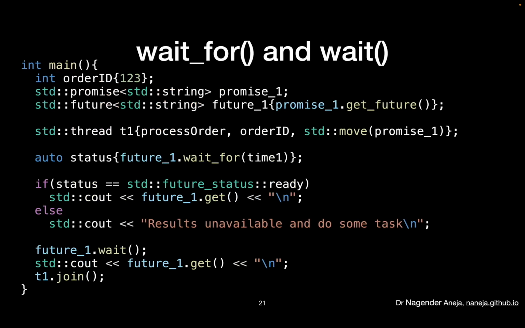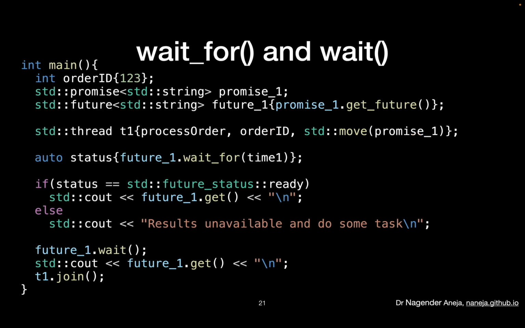And now in the main, we have this order ID, and we created this promise one, and we created the future one, and we linked them. The future promise one dot get future is equal to future one. So this is how the channel has been created. And here we created the thread, and the process order is we pass the order ID, we pass that this order to be processed, and we also move the promise one so that the thread can set this promise one its value when the order has been processed.